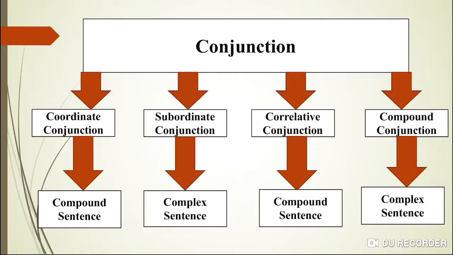What we need to understand, coordinate conjunctions will always make compound sentences. Subordinate conjunctions will always make complex sentences. Correlative conjunction will make compound sentences, and compound conjunctions, these will make complex sentences. That is all about the conjunction and the sentences. So I hope that with the help of all this material you will be able to understand about sentence, about phrase, about clause, and about conjunction and types of sentences. Thank you very much for today.